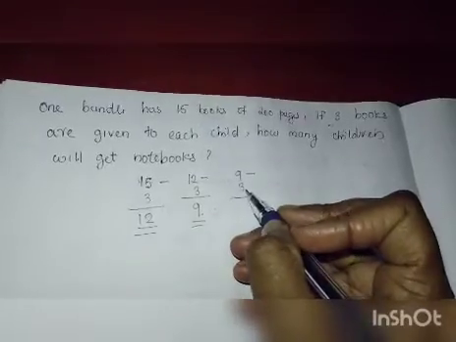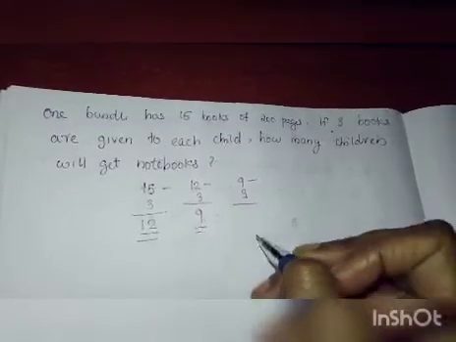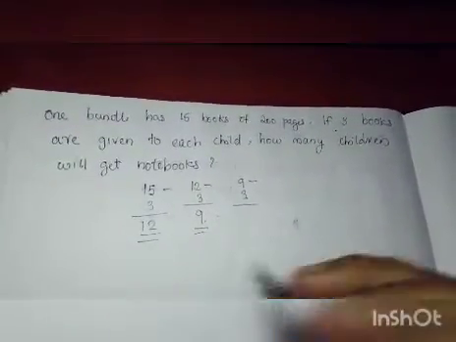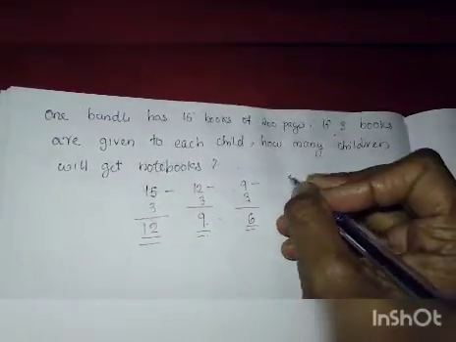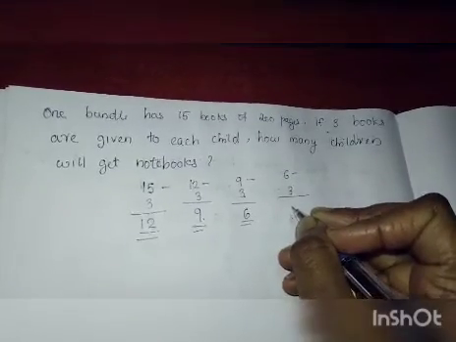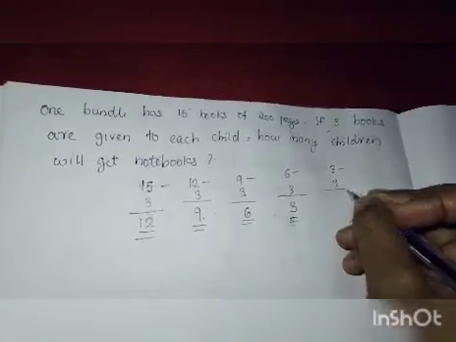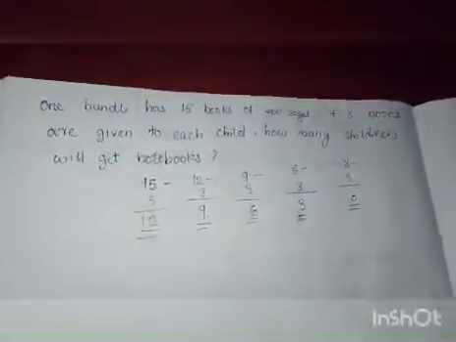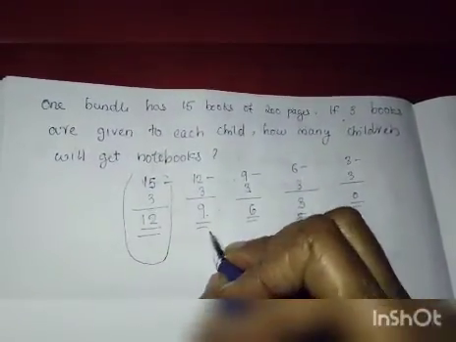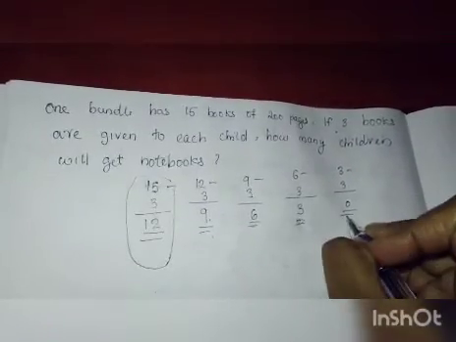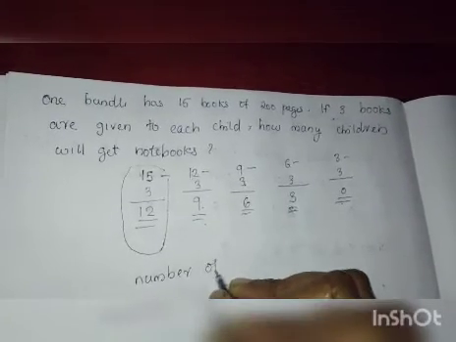Here, subtracting 3 means one child gets 3 books. So we are subtracting 3 books, making groups of 3 books. 9 minus 3, 6. There is a balance of 6. Again, subtracting 6 minus 3, we get 3. And the last one, 3 minus 3, it is 0. So, how many children are there? This is the first child and this is the second one, third, fourth and fifth. So, the number of children is 5.